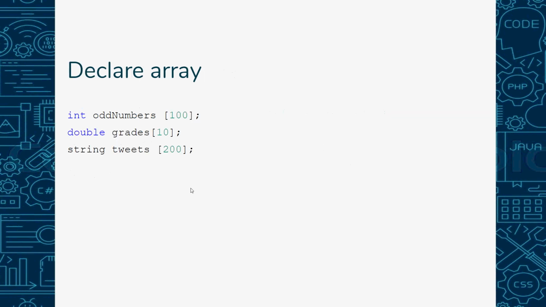Okay, so here's some examples. I've got an int called odd numbers, and that list is 100. I've got grades, they are doubles this time, that's a list of 10. String tweets, that's a list of 200.